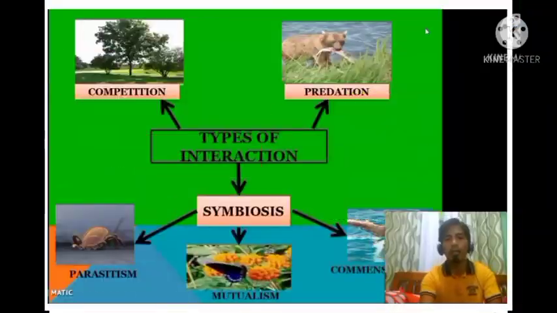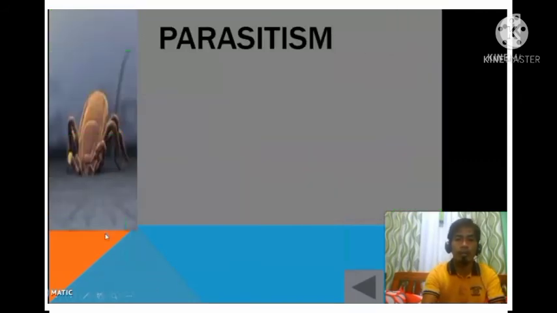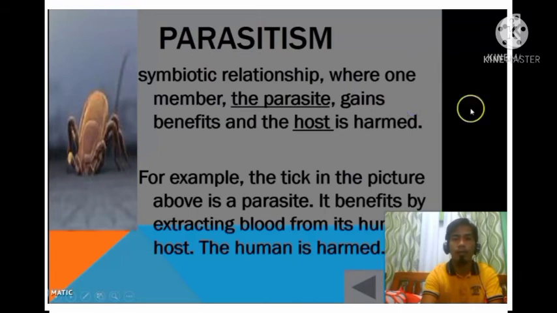And lastly, the third type of symbiosis is parasitism. So when we say parasitism, it is a symbiotic relationship where one member, the parasite, gains benefits and the host is being harmed.